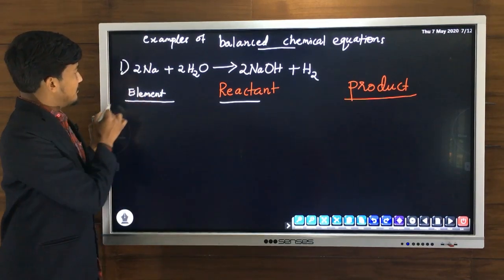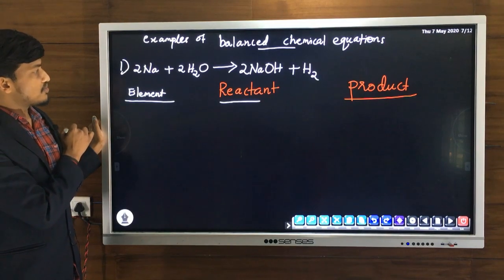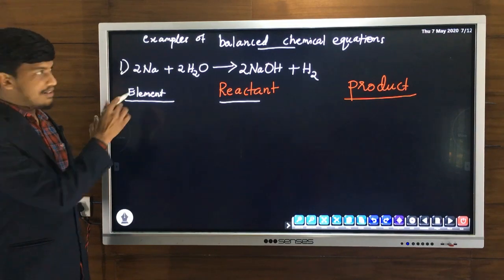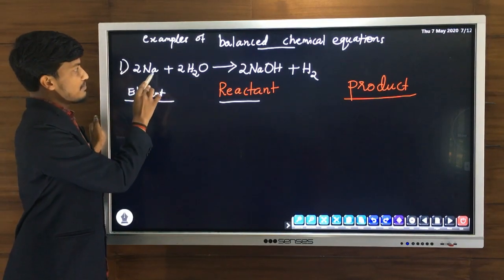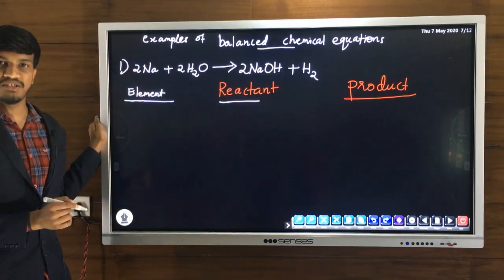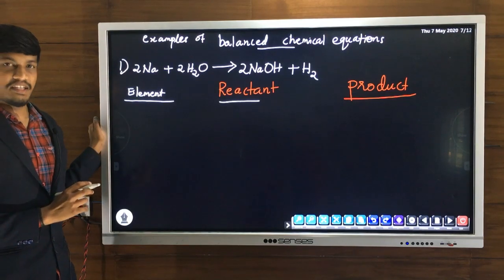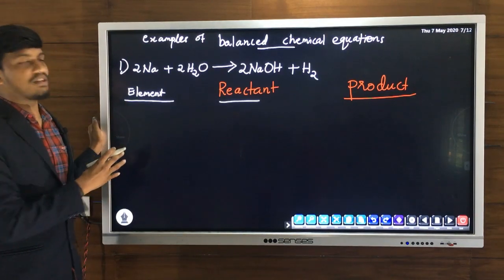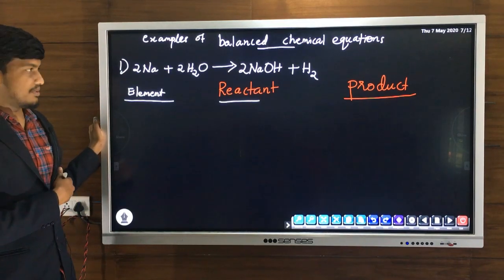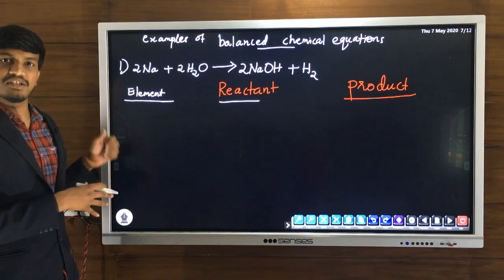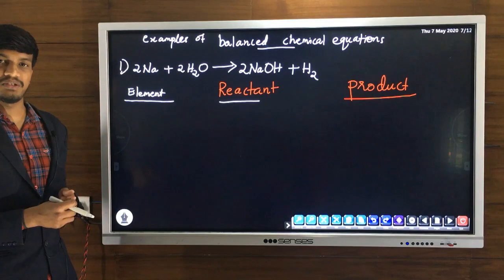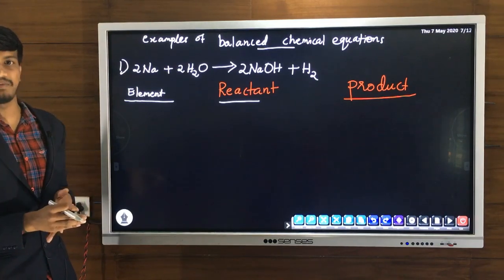So the first equation we have is 2Na plus 2H2O gives 2NaOH plus H2. In the previous session we have discussed this reaction. Sodium metal reacts with water to form sodium hydroxide and hydrogen gas. So this is the equation of that reaction. Now we are going to find out the number of atoms in this equation. So it is already a balanced chemical equation. We are going to count. You should know how to count the number of atoms, so for the practice you have to do all this yourself.